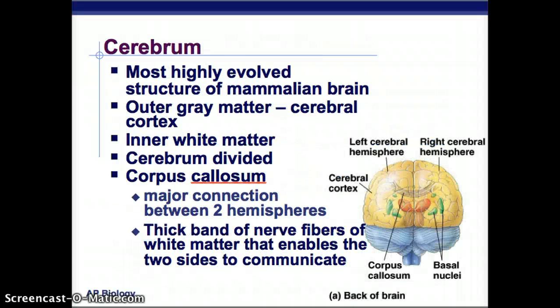So the cerebrum is the most highly evolved structure of the mammalian brain. It's got the outer gray matter, which is the cerebral cortex, and then the inner white matter. The cerebrum is divided into two hemispheres by the corpus callosum, which is the major connection between the two hemispheres. It's also a thick band of nerve fibers that lets the two sides communicate with each other. So there's our corpus callosum right there.